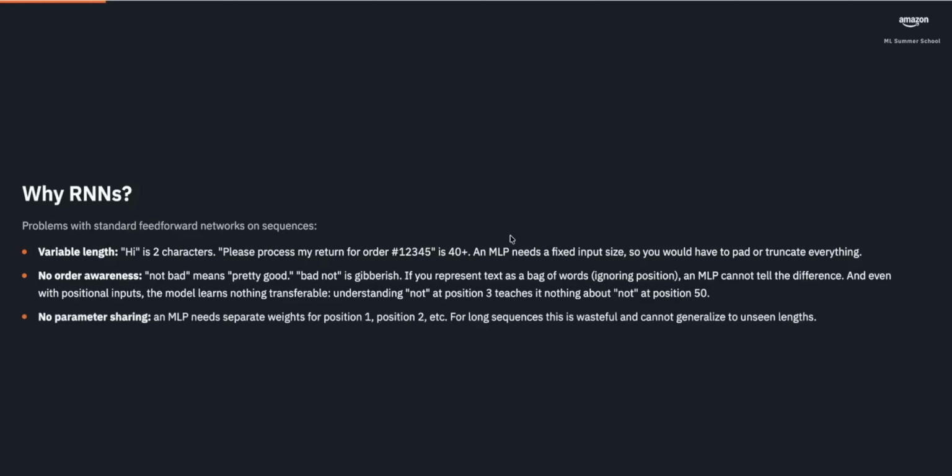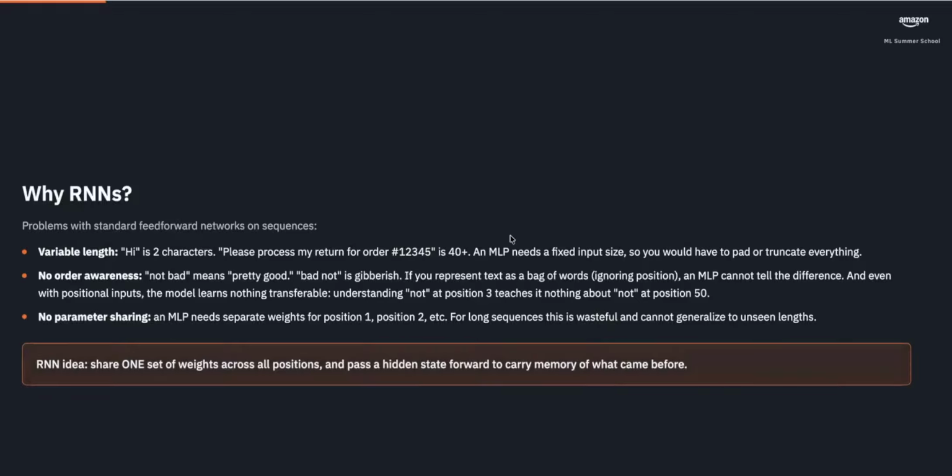And the third and last problem is that there is no parameter sharing. An MLP needs separate weights for position 1, position 2, position 3, and so on. So for long sequences, this is wasteful and cannot generalize to unseen lengths. So the idea for an RNN is that if we can have some weights that can look at the entire sequence and can be applied at every position, then it will solve all the above mentioned problems. But the main problem is, how can we actually do this? How can one network look at the entire sequence and be applied at every position?